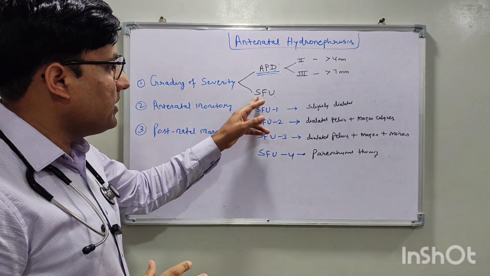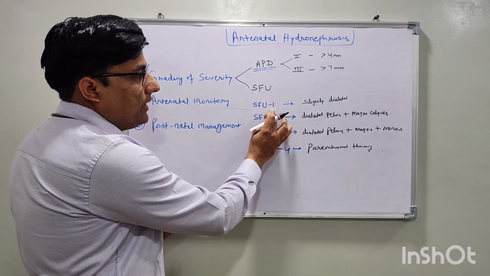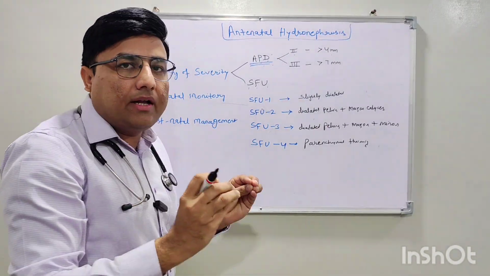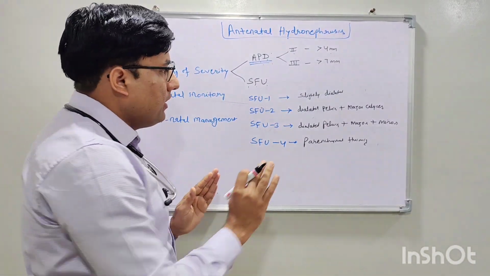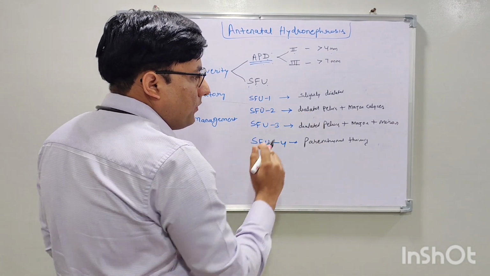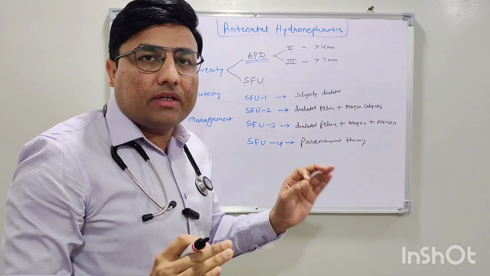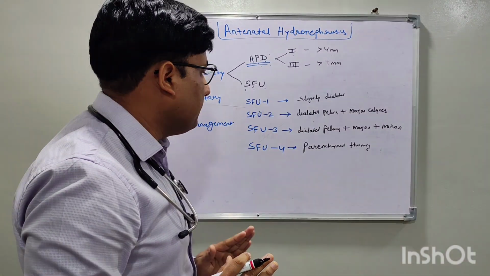Next grading system is the SFU grading system. Here 4 grades are there. SFU grade 1 is a slightly dilated renal pelvis. SFU grade 2 is a more dilated renal pelvis with the major pelvis also dilated. That will be grade 2.